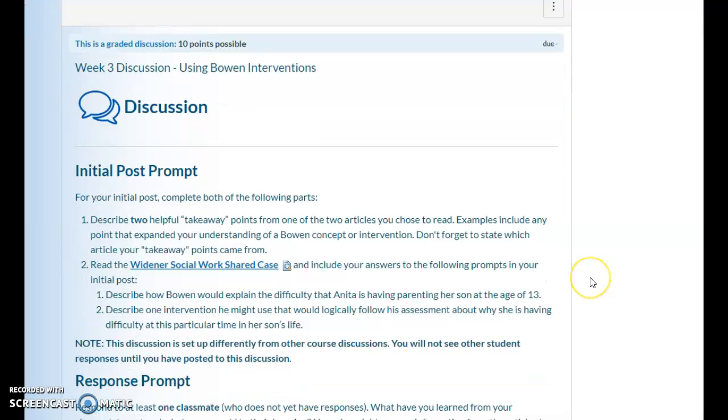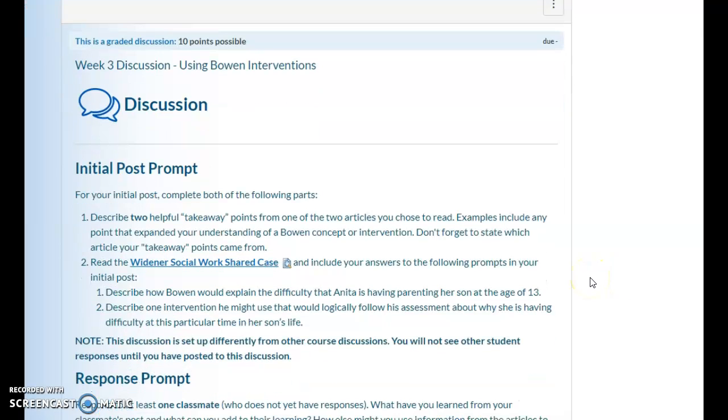So for your first discussion this week, you will be writing about the Bowen interventions. You'll be using one of the 2 articles that you chose to read this week and identifying 2 or more key points or takeaway points. Please identify the article that you are choosing at the top of the post. As many of you will likely be writing about different articles, this will help provide a little bit more clarity for myself as well as your classmates.